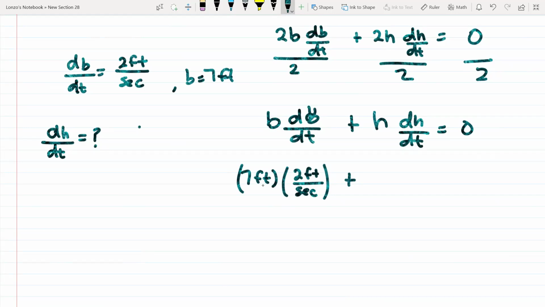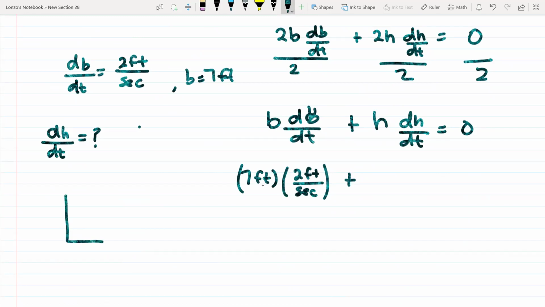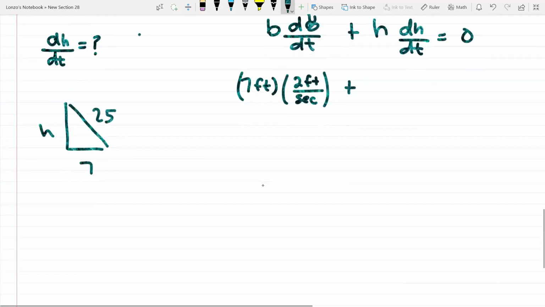No, we have to find it. That wasn't given, so we have to find it with the given information. So we have to draw a triangle again. So this is still 25, and then this base, if this base is 7, now we can find the height by applying Pythagorean theorem, right? So it would be h squared plus 7 squared equals 25 squared.